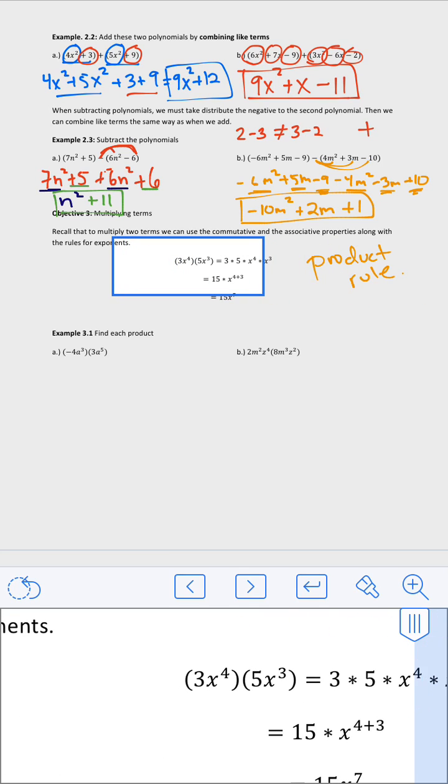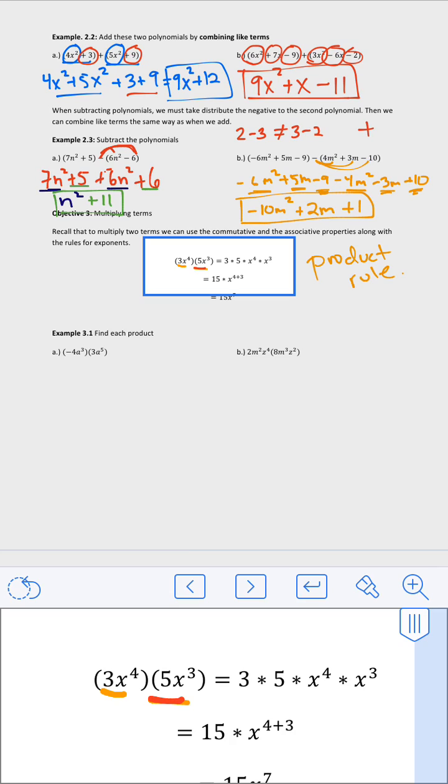Okay, so I have two what we call monomials. It means one term, right? I've got 3x to the fourth times 5x to the third. Remember, when you have stuff like this, you can see it instead as 3 times x to the fourth times 5 times x to the third, right? So all of those pieces broken up. I've got times, times, times, times.